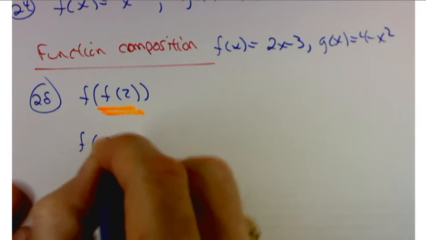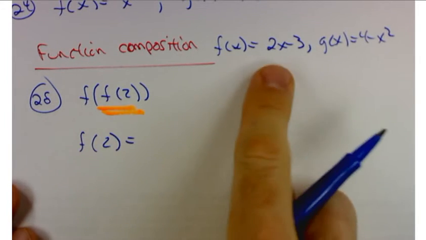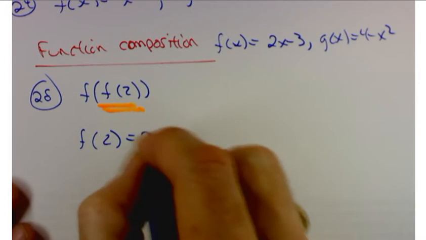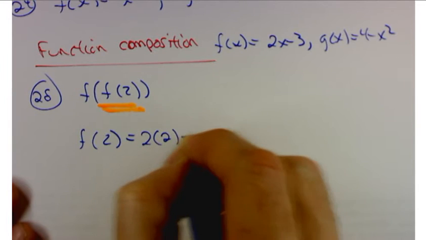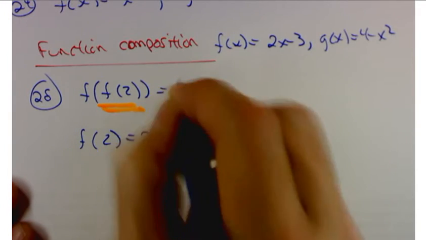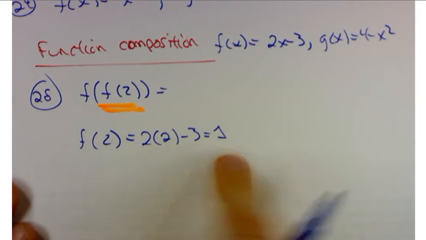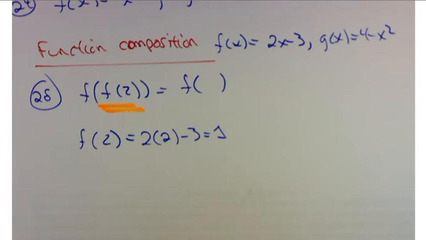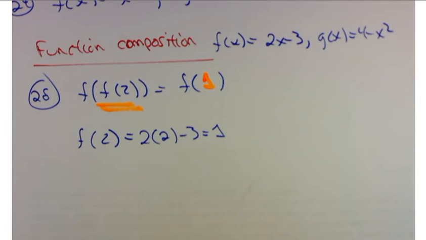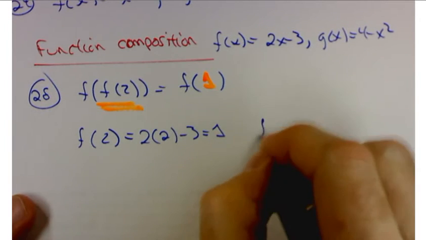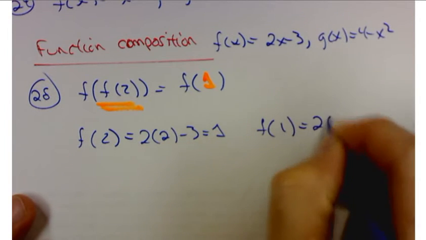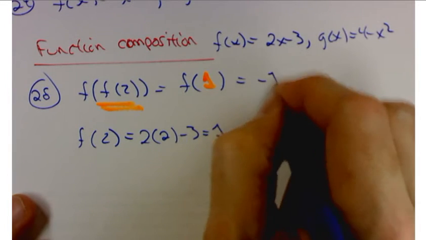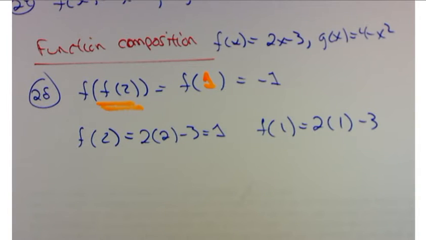Can anyone tell me what f of 2 is going to equal? Yeah, 1. 2 times 2 minus 3 is 1. So f of 2 is 1. So equivalently, this is f of 1. What's f of 1 give us? Yeah, negative 1. So f of f of 2 is negative 1.